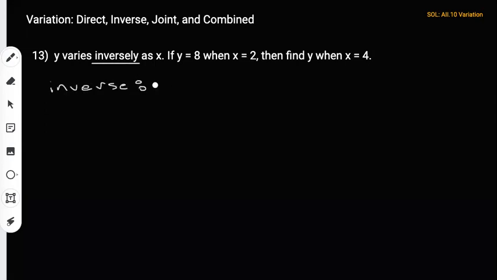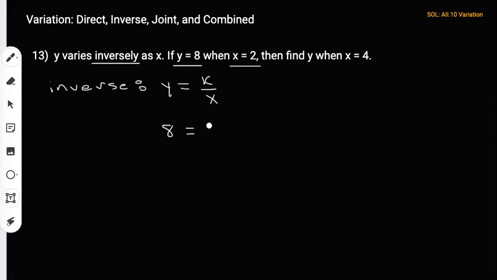So the first thing I'm going to do is write down my inverse formula, y equals k over x. And then it's going to give us our initial information. It tells us if y equals 8 when x equals 2, then find out what y is when x equals 4. Now, if y is 8, then I can replace y with an 8 over here.